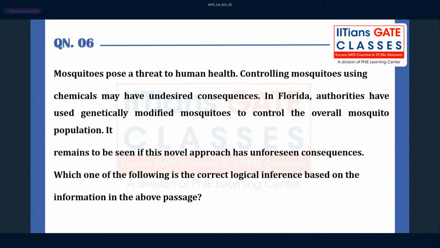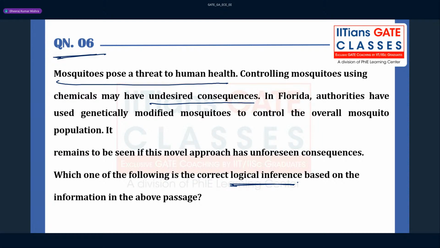We'll go to the next question, question number 6. Mosquitoes pose a threat to human health. Controlling this is, I think, an inference based question. So mosquitoes pose a threat to human health. Controlling mosquitoes using chemicals may have undesired consequences. This is a kind of passage which is very specific, and you can also understand the tone of the passage. That is also a fact according to the passage.